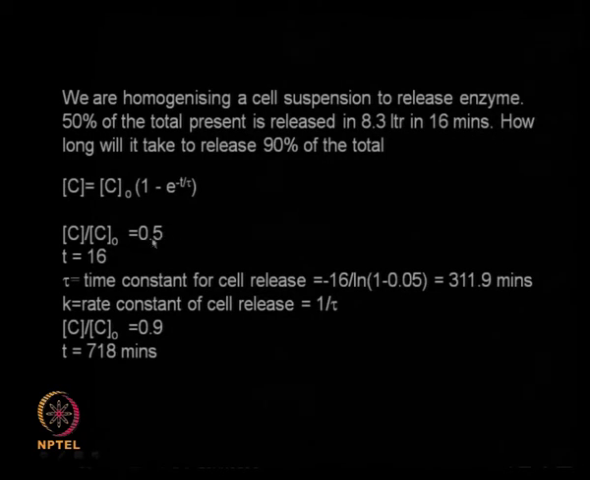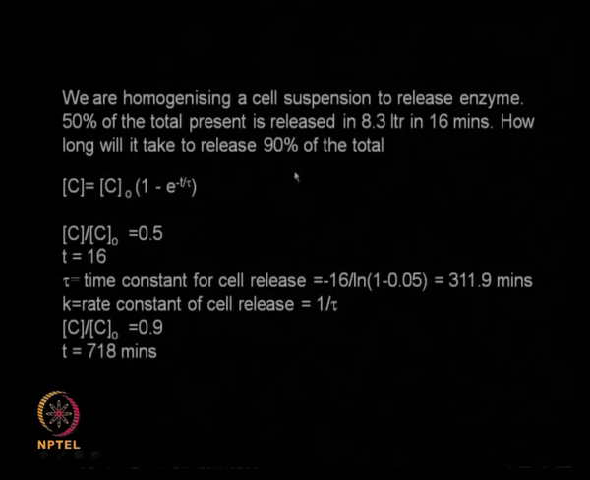So I can put C by C naught as 0.5, I can put t as 16. When I do the calculation here I will end up calculating tau, the time constant for cell release, as 16 divided by logarithm of 1 minus 0.5, that comes to around 312 minutes. So this is the time constant for cell release. This time constant depends upon the equipment, the type of organisms I am using, the pressure I am operating, all those things. So everything is condensed or encapsulated in this particular number tau.